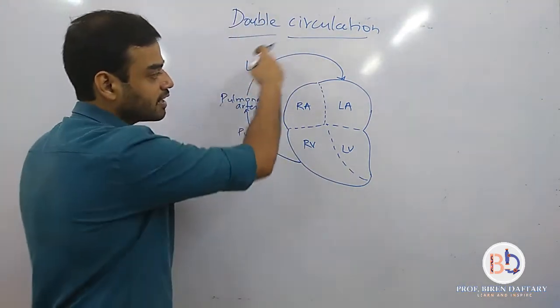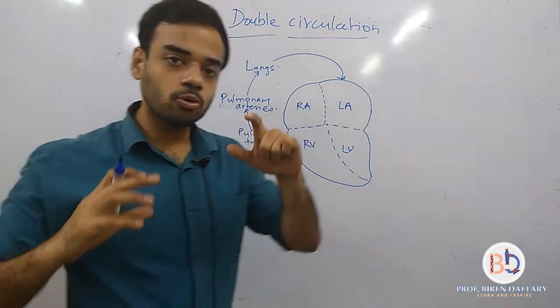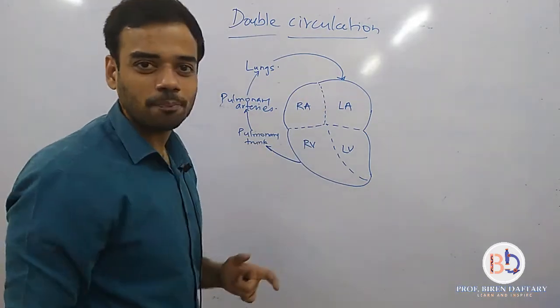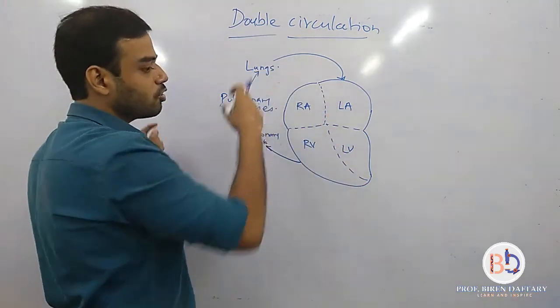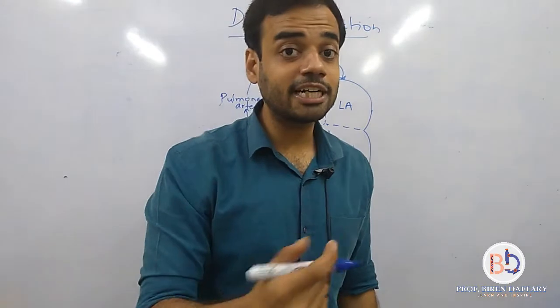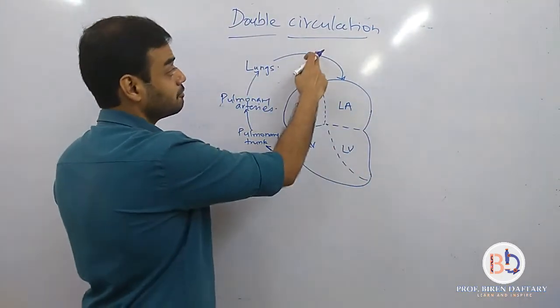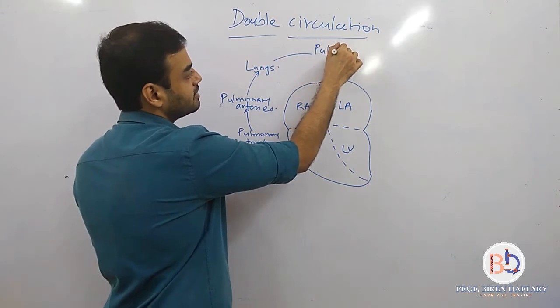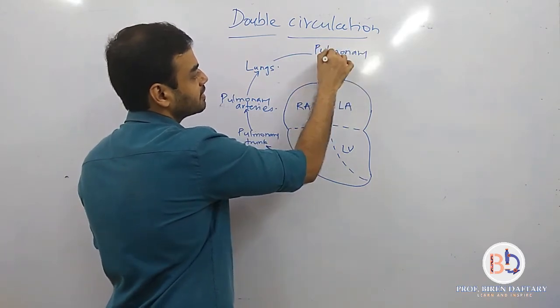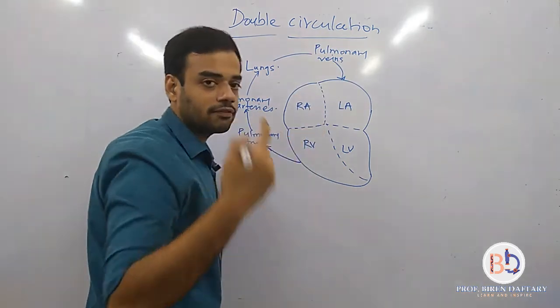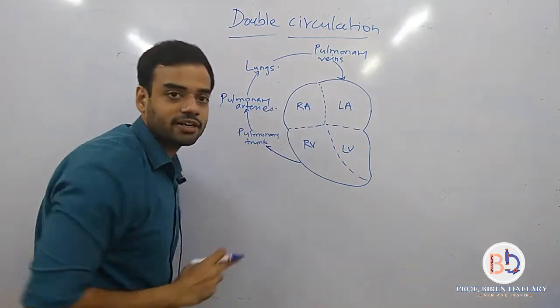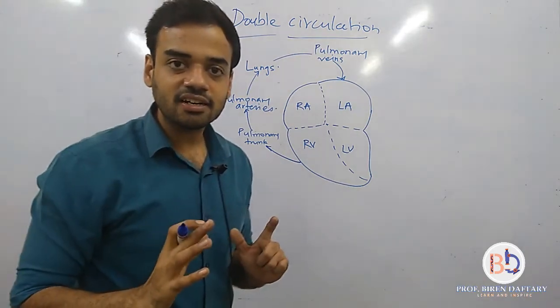See, I am drawing the diagram in this way so that I can show you both the circuits clearly. I can also draw pulmonary trunk like this, but it will become complicated. Now from the lungs, oxygenation will occur. Oxygenated blood will come back via which vessels? Very simple. Pulmonary veins. How many pulmonary veins are present? 4. 2 on the left side, 2 on the right side, and from the pulmonary veins it will come into the left atrium. Is this circuit clear?